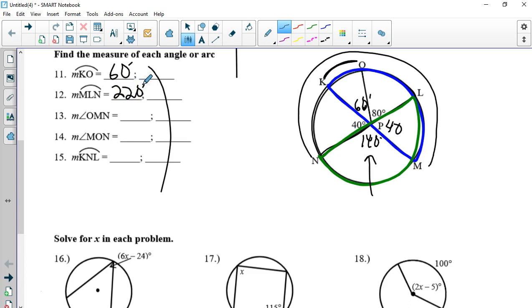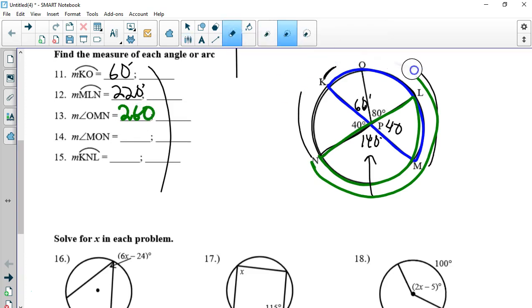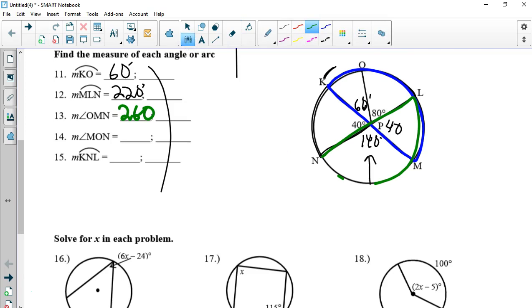O, M, N. So starting at O, going around M to N. Okay? So 80 plus 40, which is 120, plus 140, 260 degrees. Okay? Get a little bit messy here. All right. M. Oh, my bad. That wasn't an arc. Just pay attention to that.